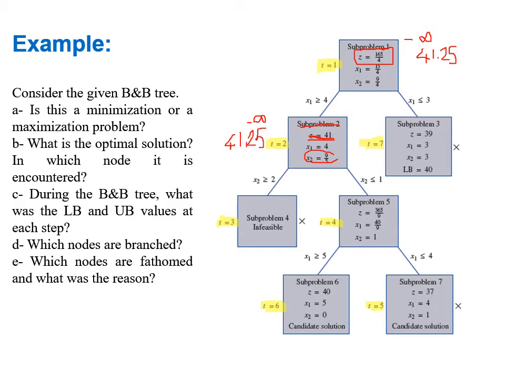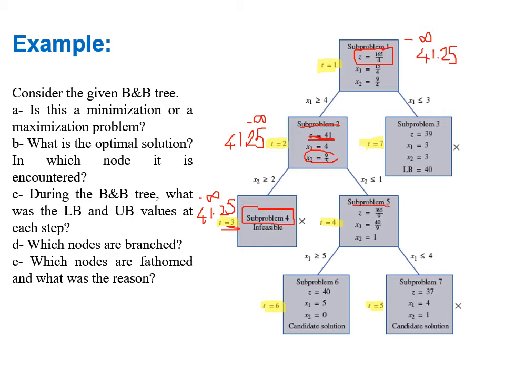Okay, then we explore this subproblem 4 as the third node, and since it's infeasible, the lower and upper bounds do not change. The lower bound is minus infinity and the upper bound is 41.25. Then we move to the next node, which is subproblem 5.